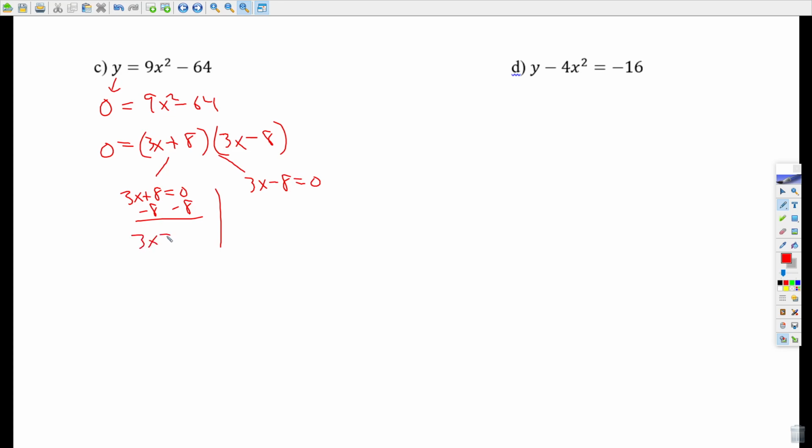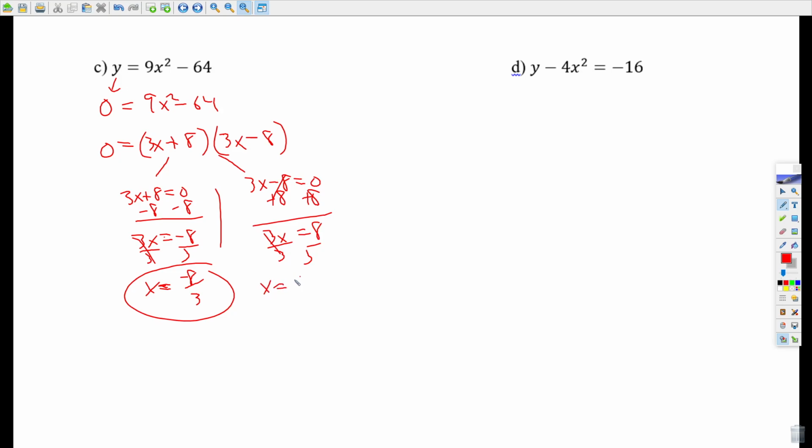I usually keep them as a fraction answer. 0 minus 8 is -8. Divide by 3. Looks like we're going to have negative 8 over 3 as an answer. And if we do this one, not really any different. Add 8. We divide by 3. We're going to get x equals positive 8 over 3. And those are your two answers.